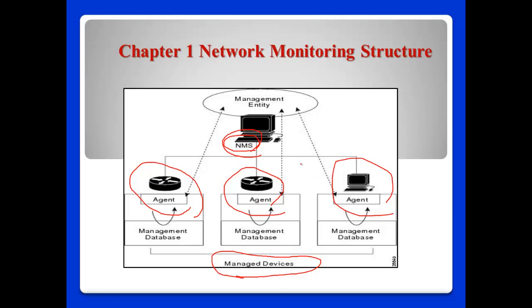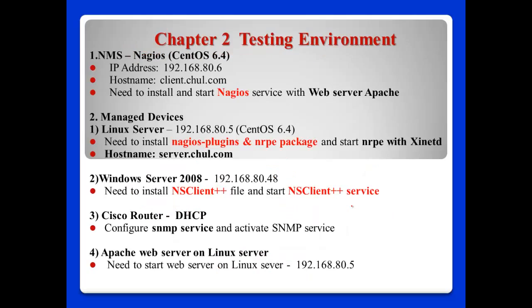In this video, the NMS will be Nagios based on CentOS 6.4, and there are 4 agents: a Cisco router, a Windows server, a Linux server, and a web server based on a Linux server.